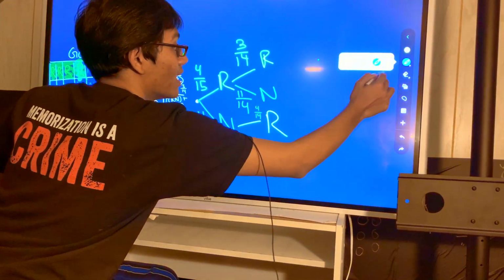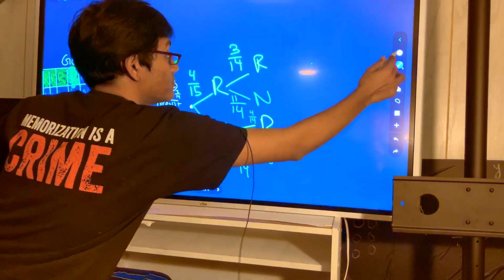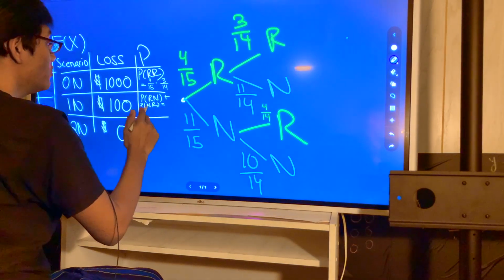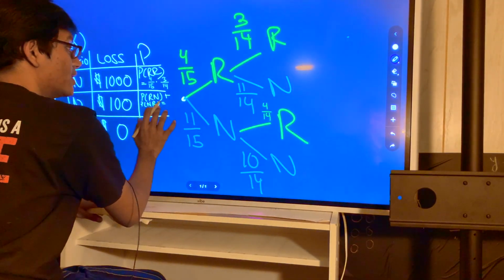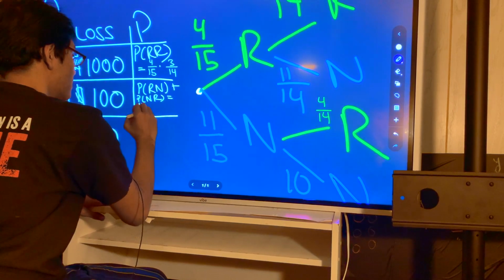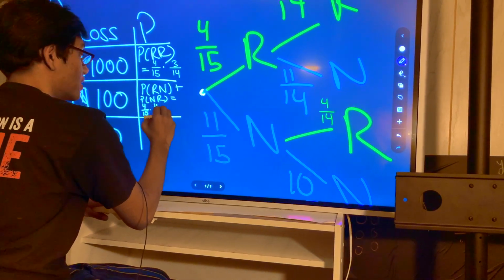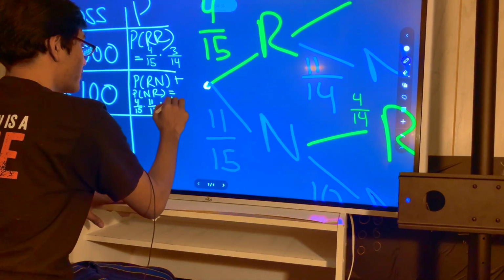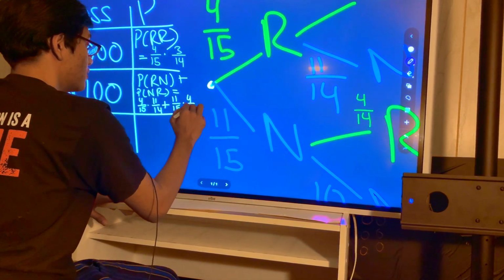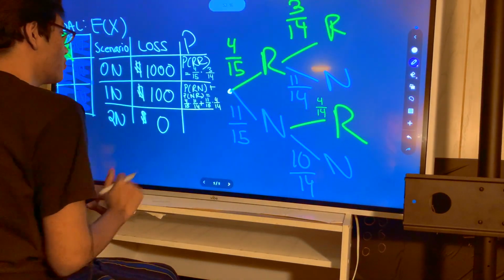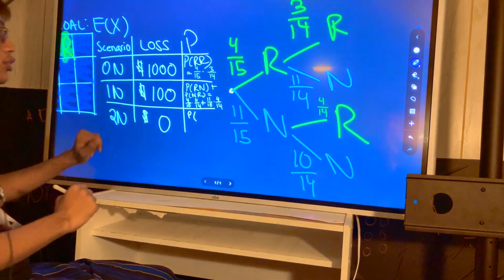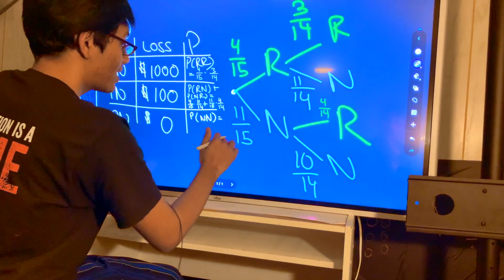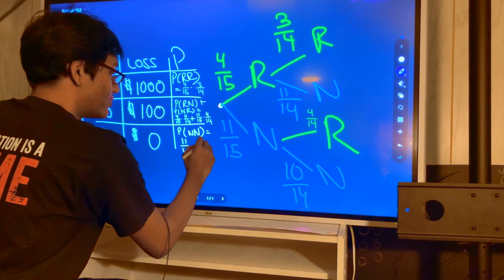Okay, so with that in mind, let's fill in our probabilities here. Refurbished new is 4 over 15 times 11 over 14. Plus, new refurbished is 11 over 15 times 4 over 14. Okay, and finally, our final one is going to be the probability of shipping 2 news, which is your best case scenario. So that's the probability of shipping new and new, which is 11 over 15 times 10 over 14.